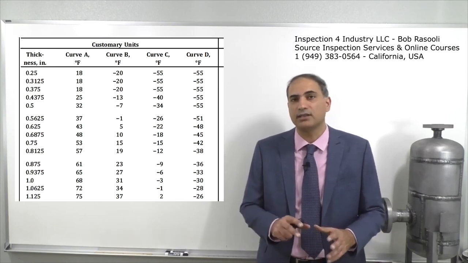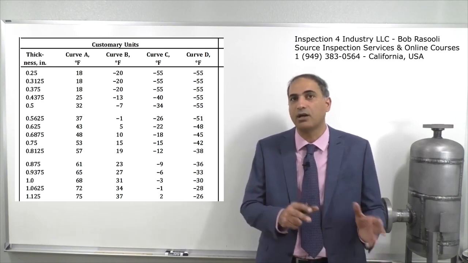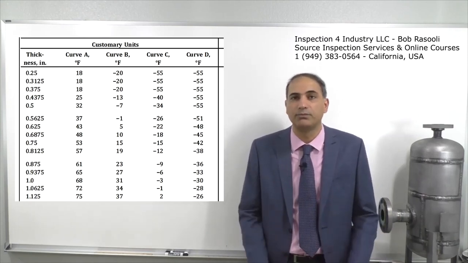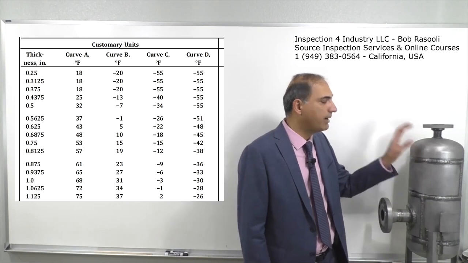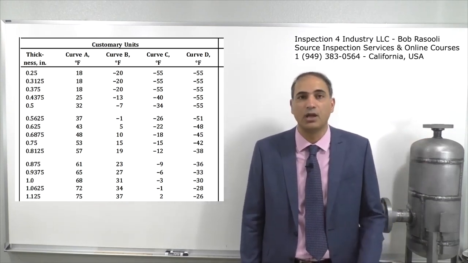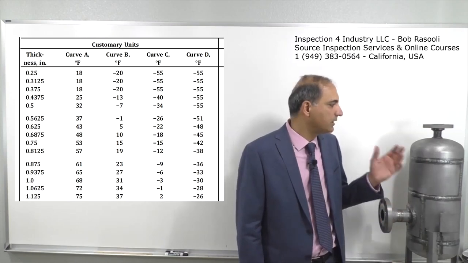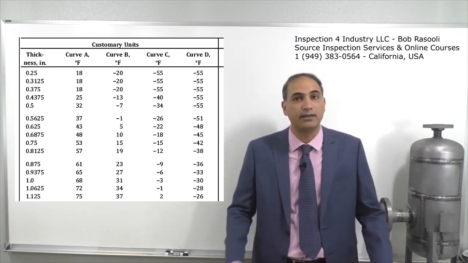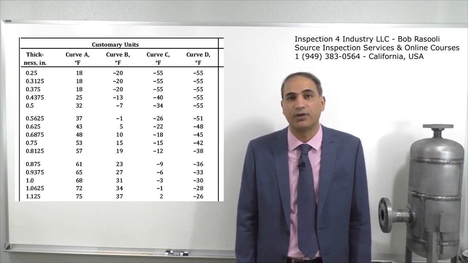So this chart is not a new thing. This is the same curve. They just converted it to a chart to be more convenient to use. So if my pressure vessel had been 1.125 inch, I would have used this material without any impact testing down to minus 26 degrees Fahrenheit.